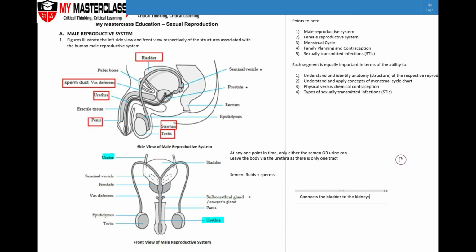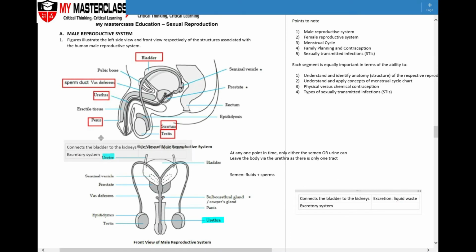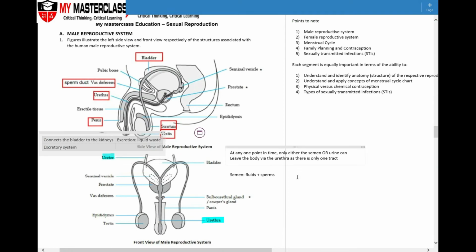Okay, so recall in earlier chapters, what did we cover on the kidneys itself? The kidneys are part of the process of removal of liquid waste, which is excretion. This liquid waste that is being removed through excretion, it is also known as the excretory system. So this was covered in your earlier chapters. I just want to reconnect the chapters that we did earlier with what you are learning currently. All right. Okay, so back to the reproductive system on the male itself.